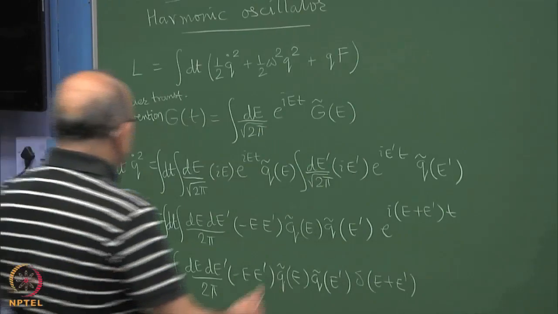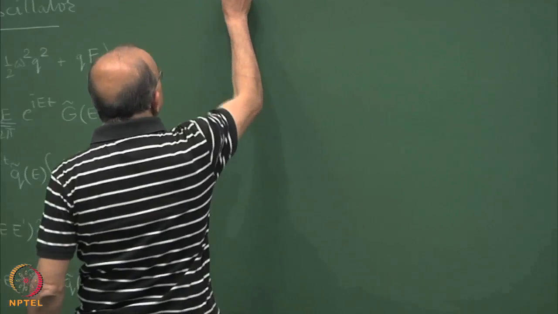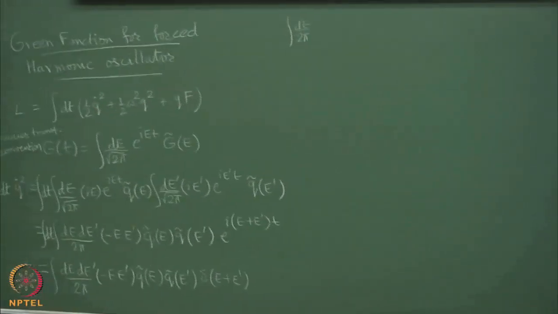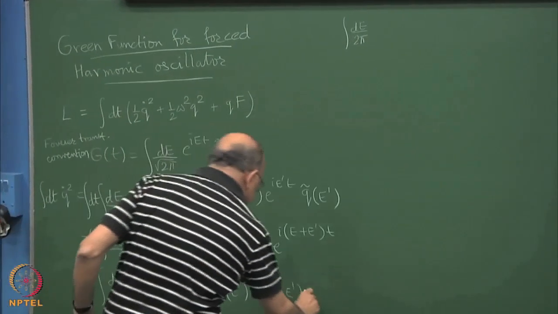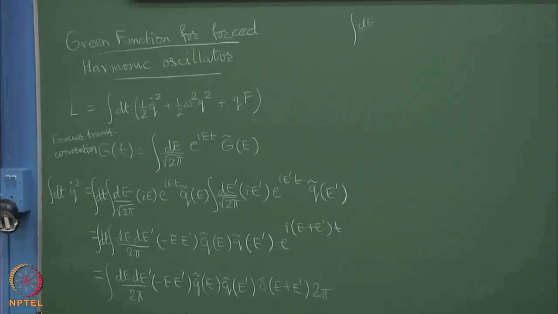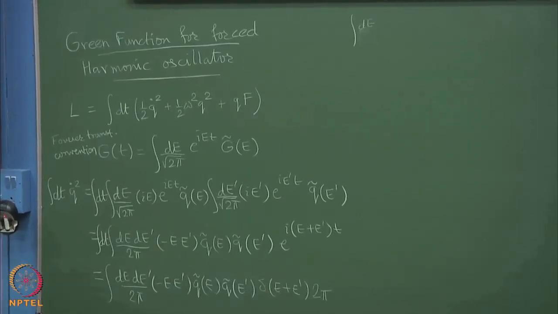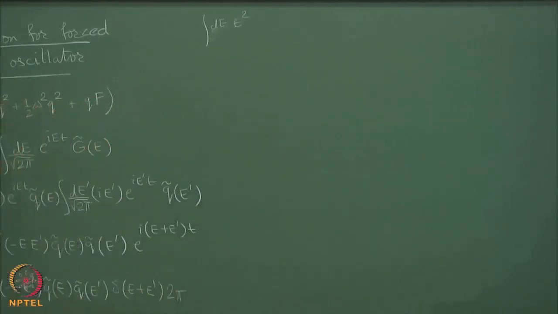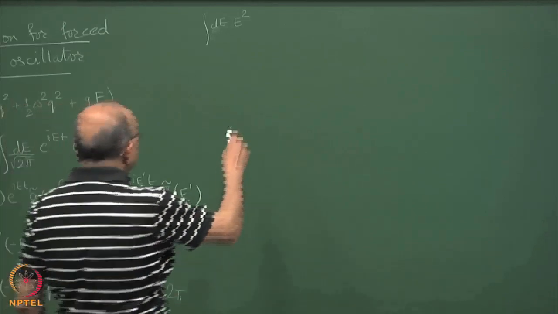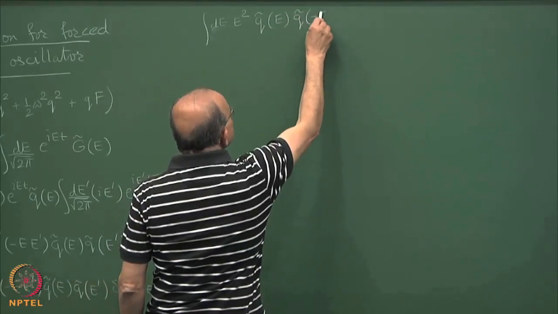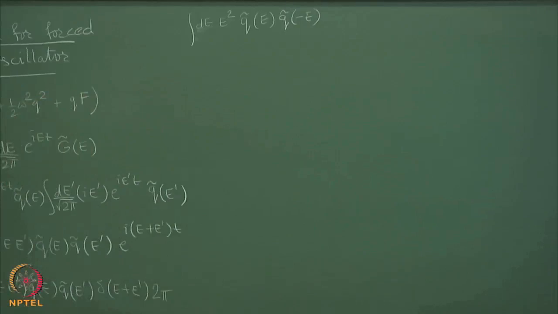So in using up one of the E integrations, we will get dE over 2 pi, and 2 pi delta, thank you. So the 2 pi is gone, very good. And minus E squared times Q tilde E, Q tilde minus E. And that is it.